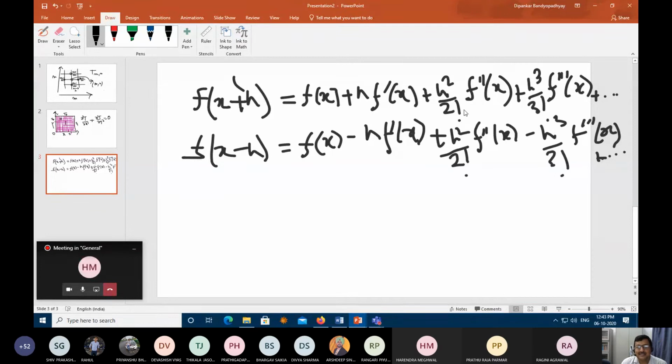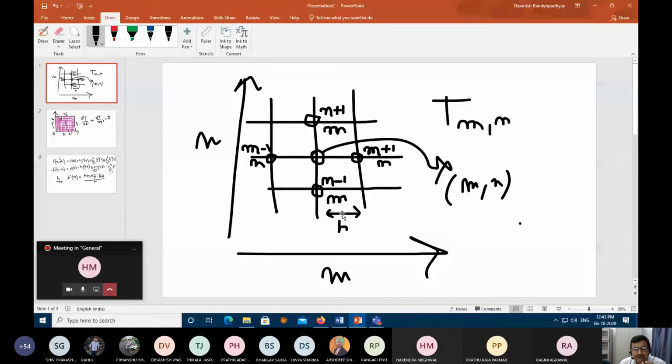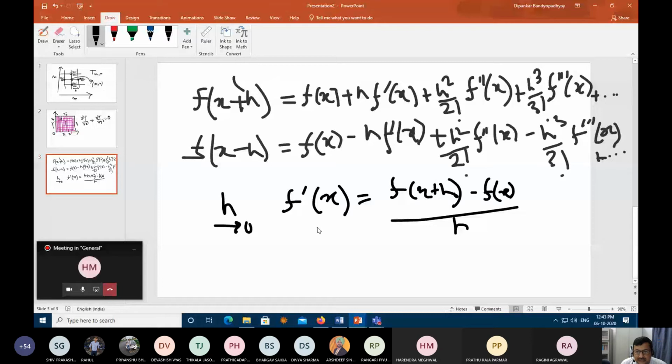How do you obtain the derivative? You write that limit h tends to 0, f'(x) is f(x plus h) minus f(x), divided by h. When h tends to 0, when this h is very small, when you have a differential element, what you are doing is converting this differential equation into the form of an algebraic equation.